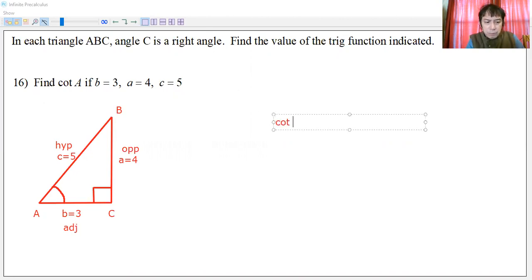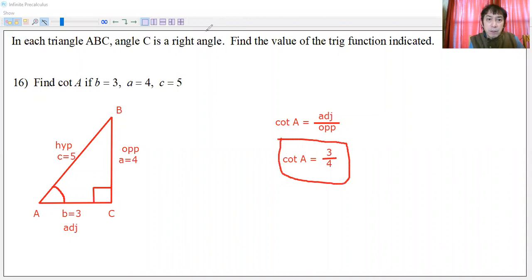So we have cotangent of angle A is equivalent to the formula adjacent side divided by opposite side, okay? So cotangent of angle A is equal to adjacent, which is 3, divided by the opposite side, which is 4. And looks like our final answer is 3/4. That's already reduced to lowest term. And that's it. We can now have this as our final answer.